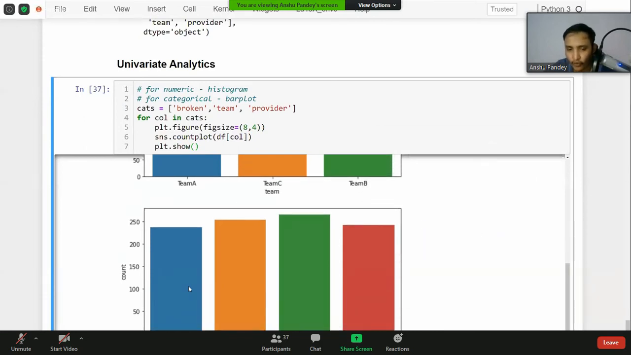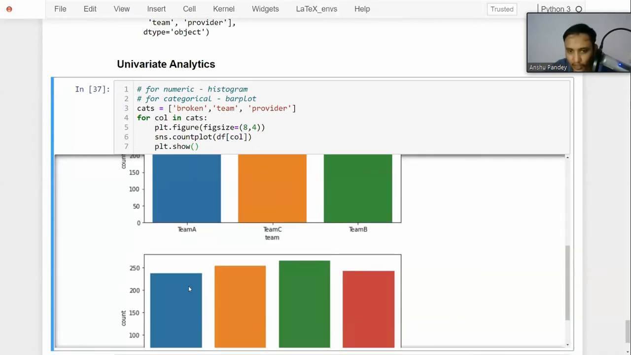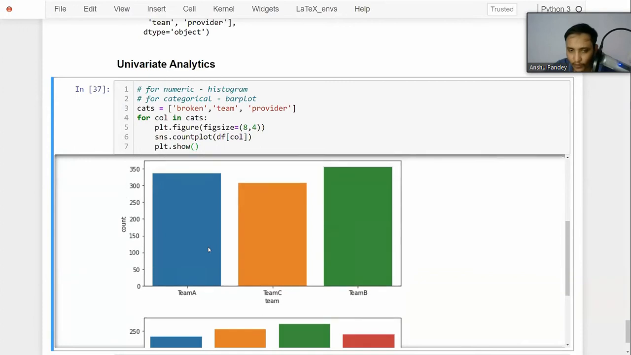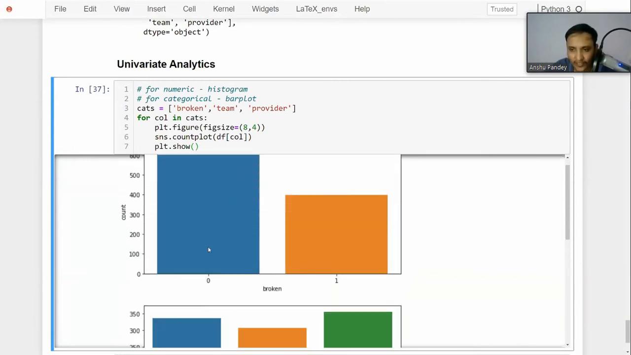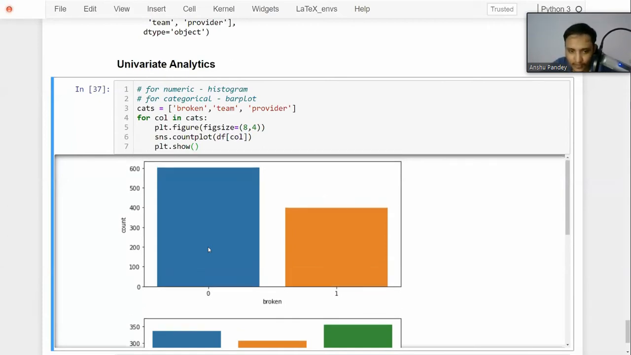So this is simply univariate. We look at only provider. We are not looking at how provider or team is impacting damaged or not damaged. We are not looking at that at the moment. This is very simple univariate analysis. We simply look at one attribute and try to make sense of it. What kind of information does it represent?